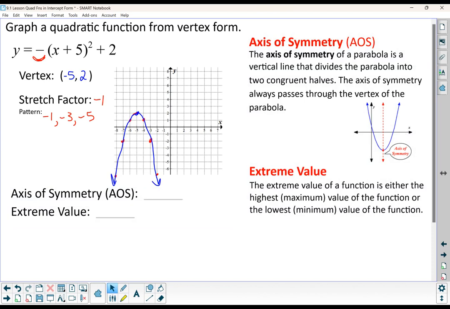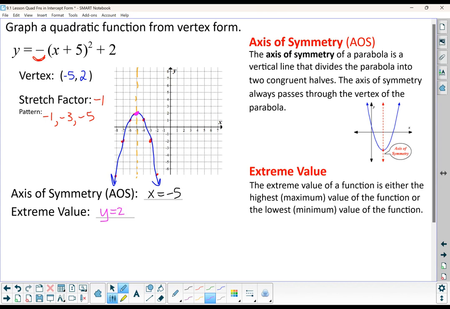The axis of symmetry of this parabola, you'll remember, is an imaginary line that cuts that parabola into two equal, symmetric halves. So the axis of symmetry of this parabola is x equals negative 5. You should always include the x equals as part of your axis of symmetry equation. And then the extreme value is talking about that height, that maximum height in this case, which would be 2 or y equals 2.